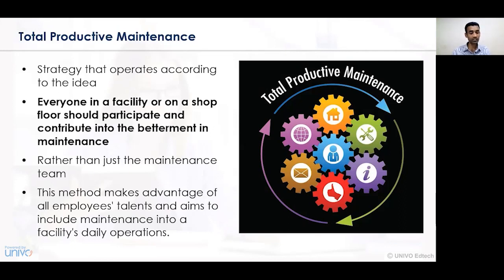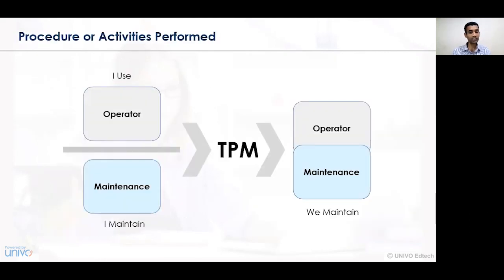This method of the organization, which is advantageous to all the employees and talents, and aims to include the maintenance-induced facilities of day-to-day operations, is called total productive maintenance. Total productive maintenance focuses on the activities that have been undertaken by an individual person and by an individual operator at the different levels. When it combines together, that is, when the concept of TPM is applied, we have the constitution as operator plus maintenance, that is, we maintain.